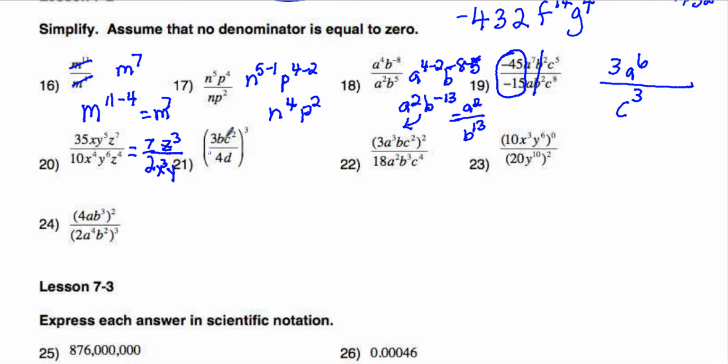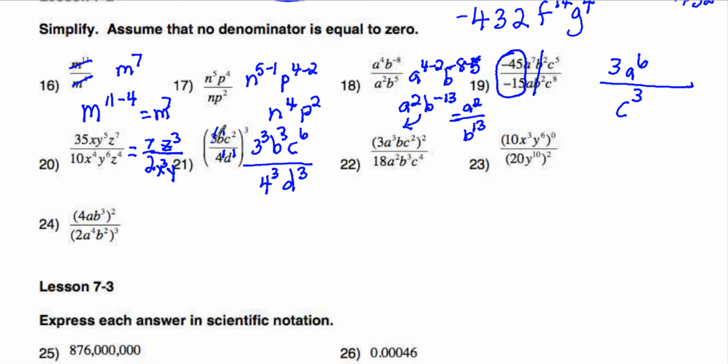Okay, number 21. Before I can actually simplify this, I need to go ahead and distribute my exponent. But 2 is not the only one that has an exponent. Everything in here has an exponent. So it's 3 to the 1, b to the 1, 4 to the 1, d to the 1. So the first thing I'm going to do is distribute that 3 to everything. So I get 3 to the third, b to the third, c to the sixth, over 4 to the third, and d to the third.